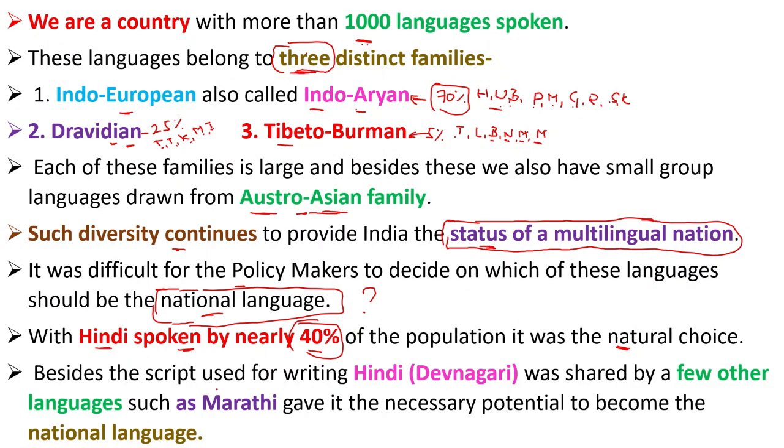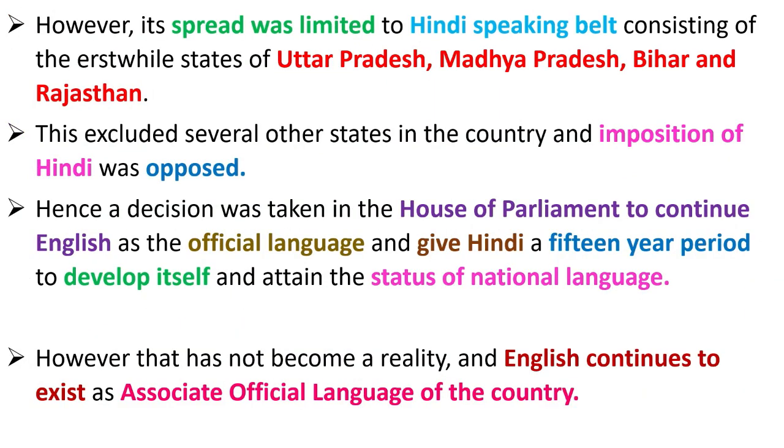Besides, the script used for writing Hindi, Devanagari, was shared by a few other languages such as Marathi, and that gave it the necessary potential to become the national language. Devanagari is useful for what? The script is used for Hindi as well as Marathi. This is giving the potential to make Hindi the national language. So 40% of the people speak which language? Hindi. And the script for Hindi is what? Devanagari, and for Marathi also we use Devanagari. That is the reason Hindi is becoming a potential language.